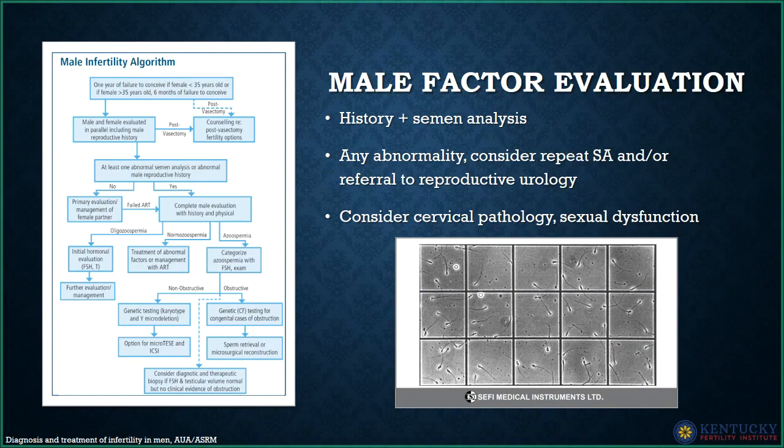A semen analysis is, of course, our gold standard for testing. There is other male testing that may be relevant, but typically we start with a semen analysis for initial screening. And with abnormalities there, you may want to repeat a semen analysis. There can be transient factors that affect the quality and metrics we see in a single analysis. So always fair to repeat. And then we can consider referral to a reproductive urologist with persistent abnormalities there.